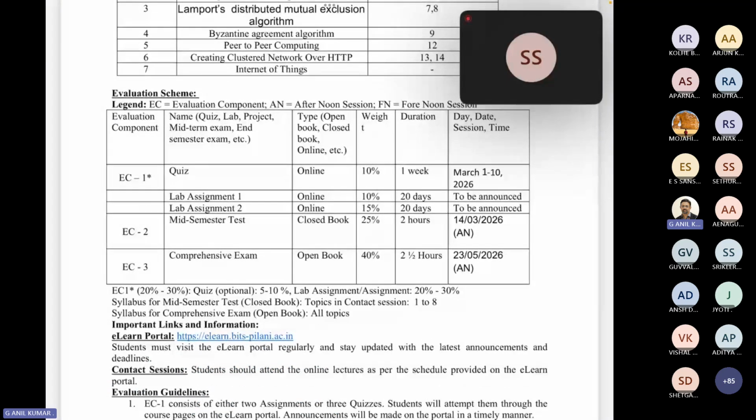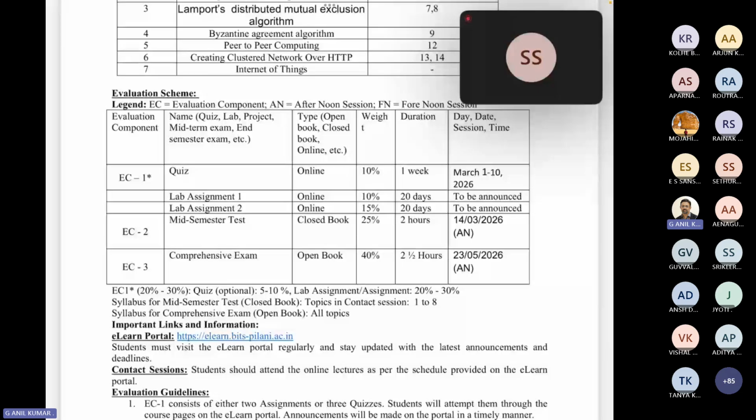Now, I would like your kind attention for a minute here. There are 3 evaluation components: EC1, EC2, EC3, as known to you all. EC1 is a continuous evaluation covering your participation, quizzes, and assignments. For this course particularly, we'll be going with 2 online quizzes, one before the mid-examination and one before the comprehensive examination, at 5 marks each. Then you have a lab assignment for 10 marks, and a second lab assignment for another 10 marks.